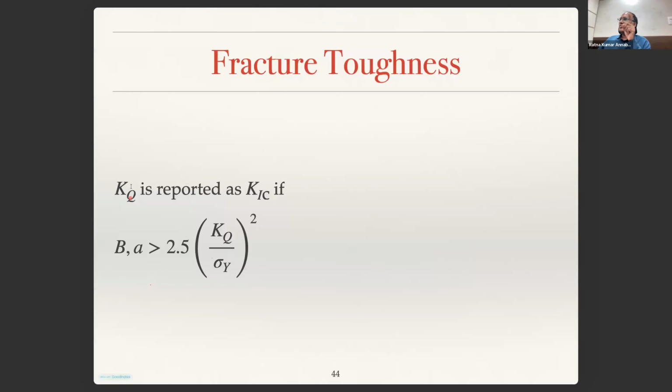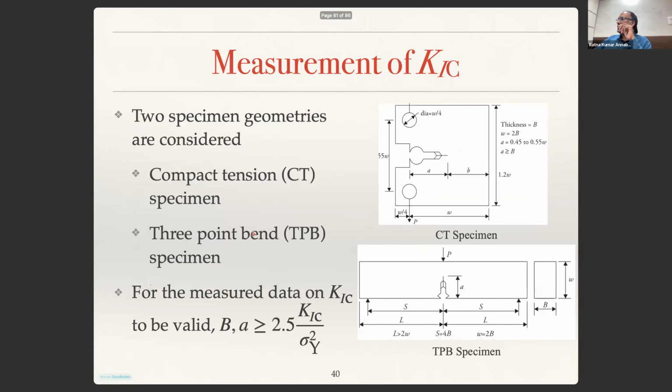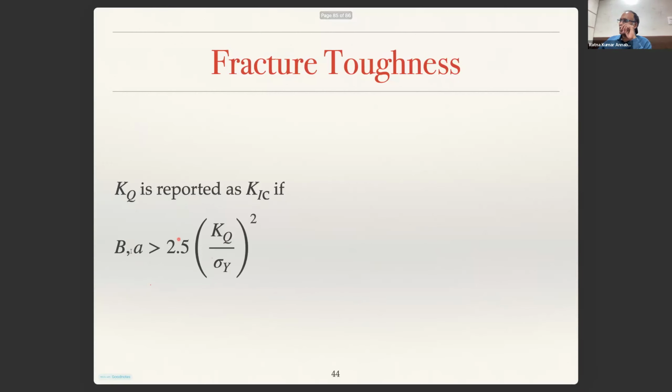You will consider the computed KQ as fracture toughness if B and A, both of them, are greater than 2.5 times (KQ by sigma y) whole squared. Otherwise, you have to start the experiment again with a different A value, because you are starting with some A value, and if that A value does not meet these requirements, then you have to restart the experiment. Okay?